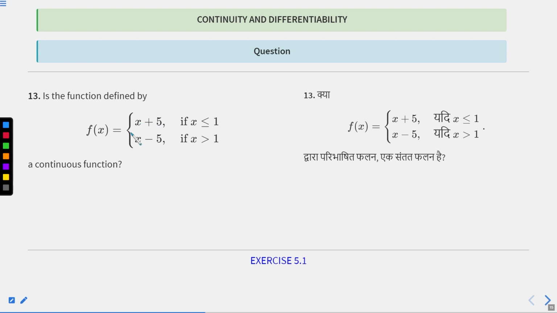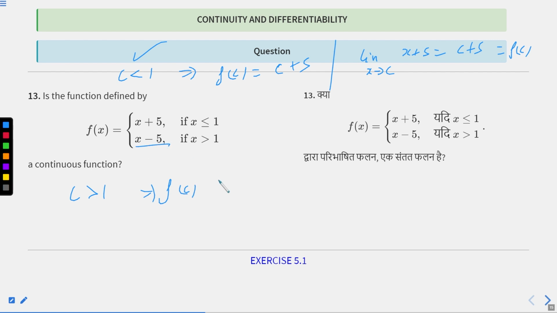Okay, so if c is less than 1, then first of all f of c will be what? If c is less than 1, then f of c will be c plus 5. Okay, so far so good. And limit x tends to c, where c is less than 1, then I have to choose this. This will be this, and this is the same. So it is continuous at this. Now if c is greater than 1, then f of c, I have to choose this, that is c minus 5. If you try to find the limit as x tends to c, x minus 5 will be c minus 5, which is the same as f of c. Okay, so far so good.